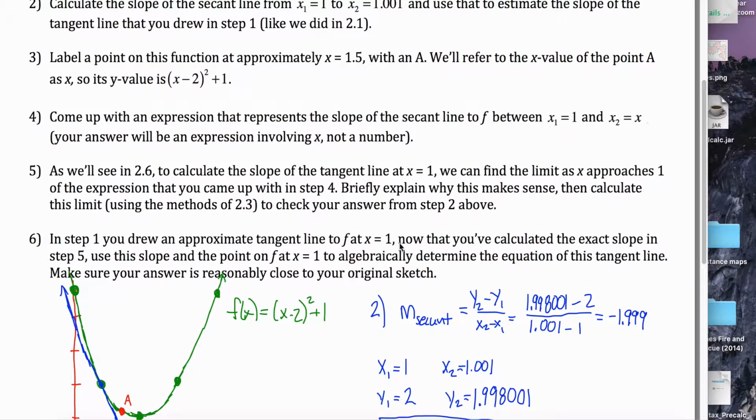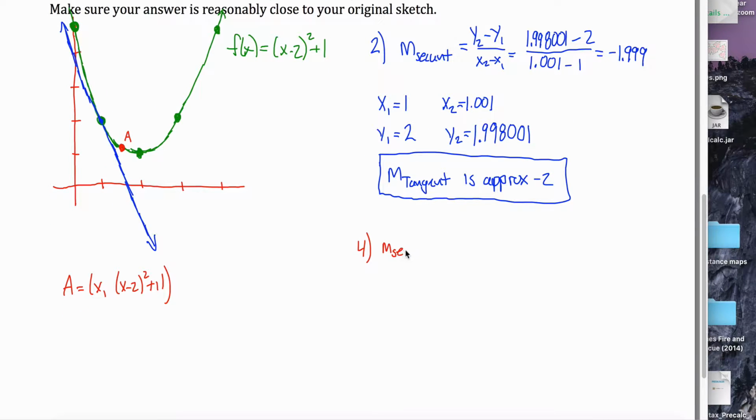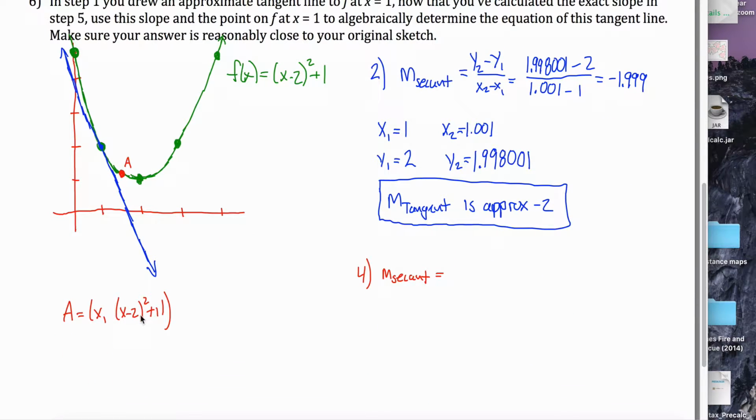Between 1 and x. Okay. So I have that m secant is still equal to the difference in the y values over the difference in the x values. So if I make this x1, y1, and now x2 is x, and y2 is x minus 2 squared plus 1, I can take y2, which is x minus 2 squared plus 1, and subtract y1, which is 2, and divide that by x2, which is 1. No, that's not true. x2 is x.